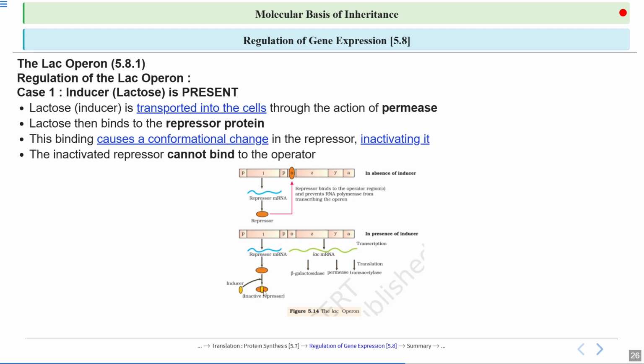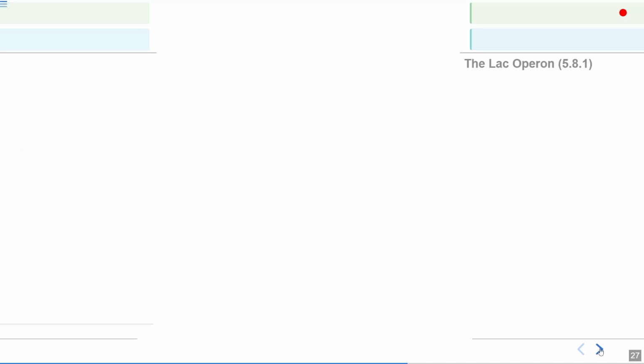Now this inactivated repressor cannot bind to the operator. Because it is not able to bind to the operator, normal transcription takes place. Now the Z, Y, A genes will produce beta galactosidase, permease and transacetylase. So this is the first case, when lactose, the inducer, is present.